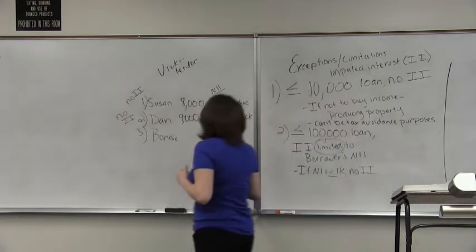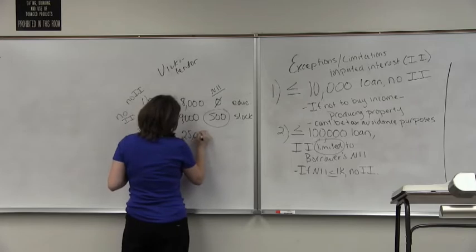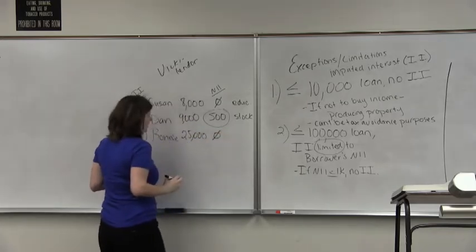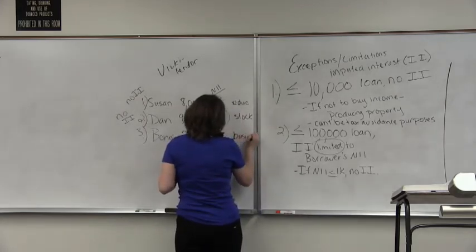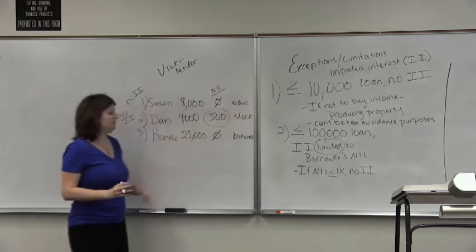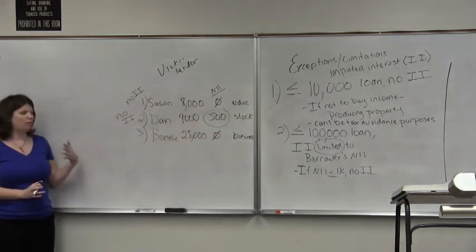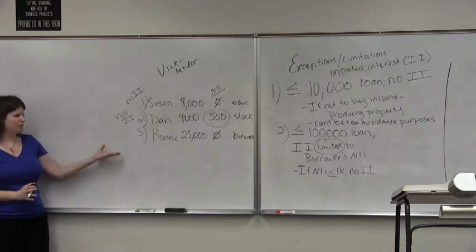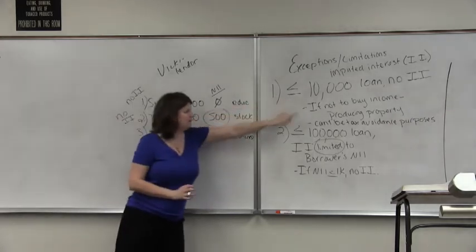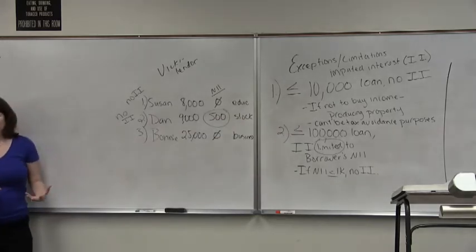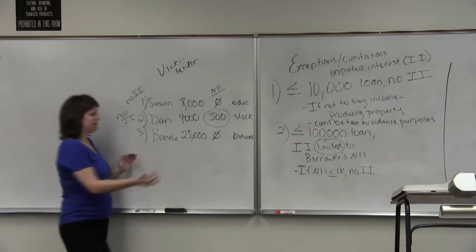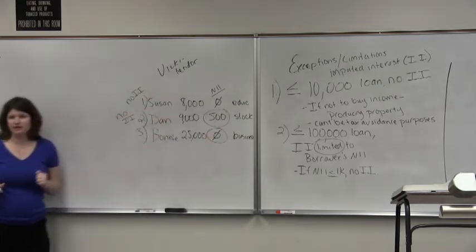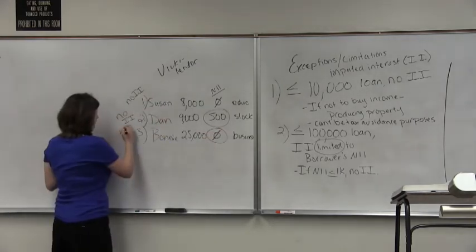With Bonnie, there is a loan of $25,000. Bonnie has net investment income of 0, and she's buying a business. So, does the first exception qualify here? Nope. Why? The loan of $25,000 is over $10,000. What about the second one? Does that qualify? Yes, it does, right? Why? Because the borrower has $0 net investment income. Okay? No imputed interest.